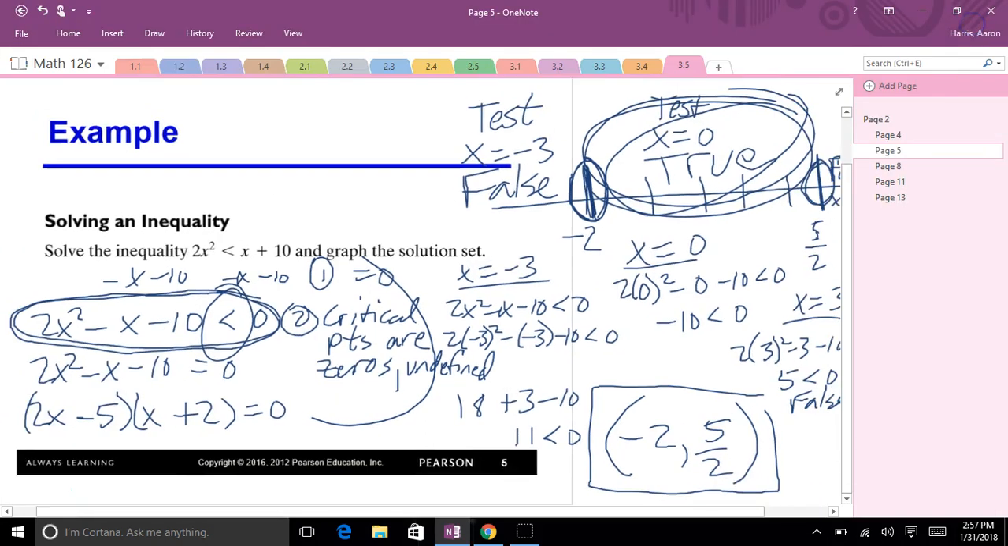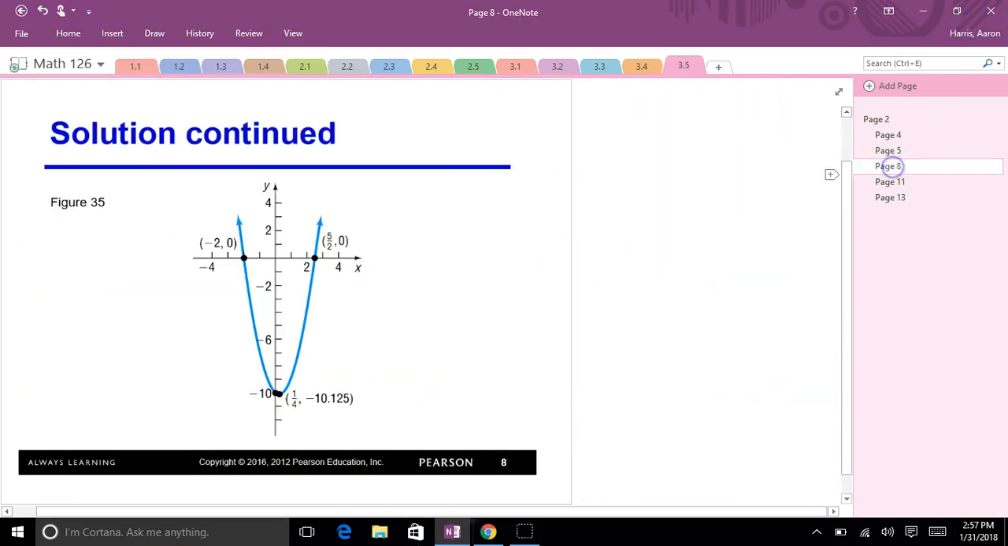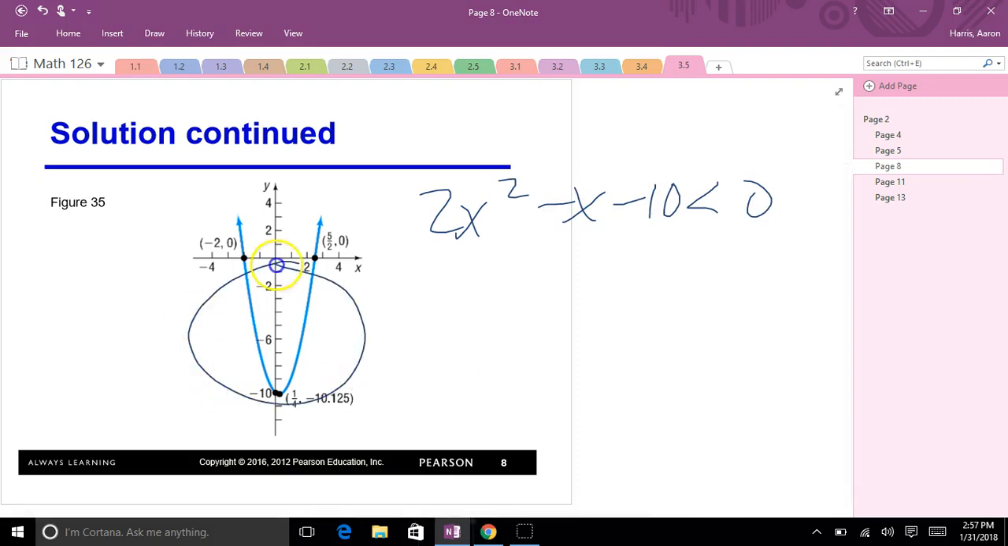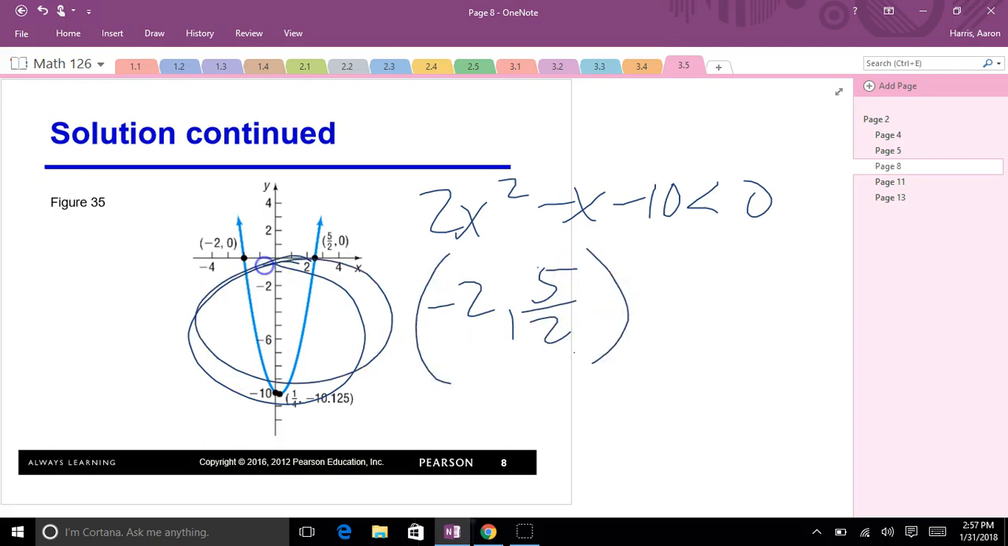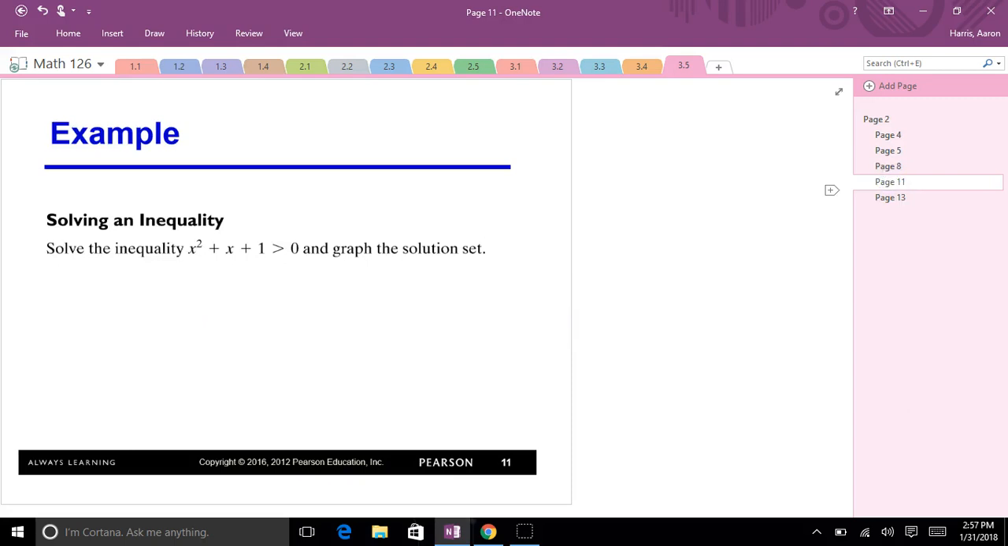Let's do another one here. Here's a look at the graph. Where was 2x squared minus x minus 10 less than 0? You can see it right there: anywhere between negative 2 and 5 halves, in between those x values. You see it on the graph, but you're going to want to be able to do that algebraically as well.